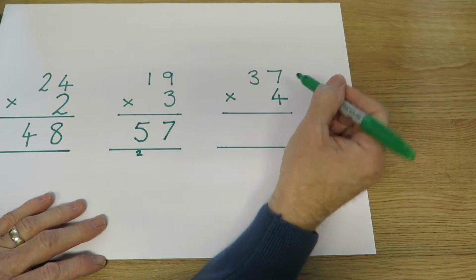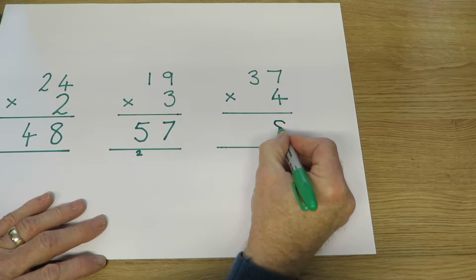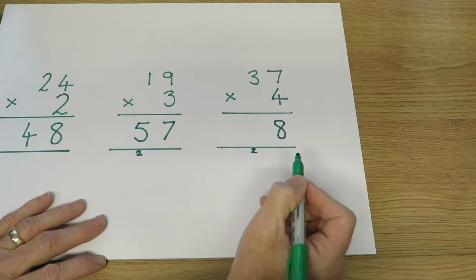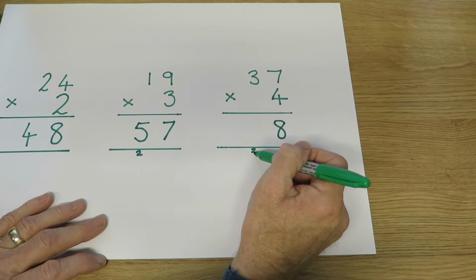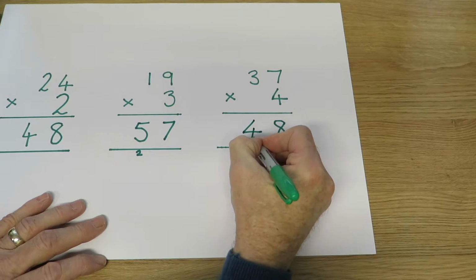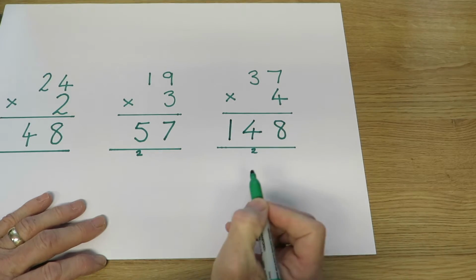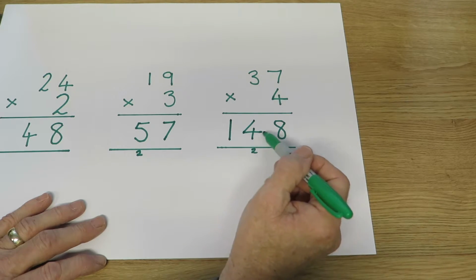7 units times 4 gives us 28. 28 means we've got 8 units and 2 tens. 3 tens times 4 gives us 12 tens, plus 2 more tens, that's 14 tens, so that's enough for 4 tens, and 1 which can go straight into the hundreds. So 37 times 4, 148.